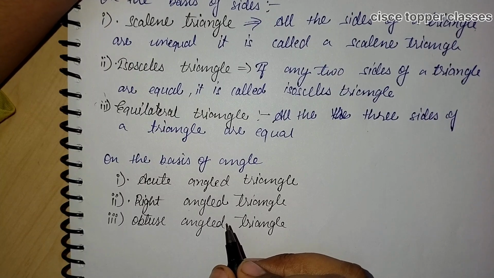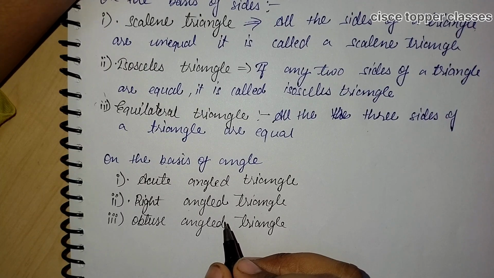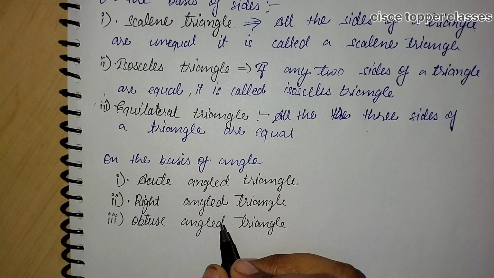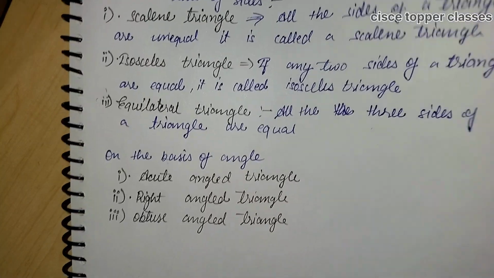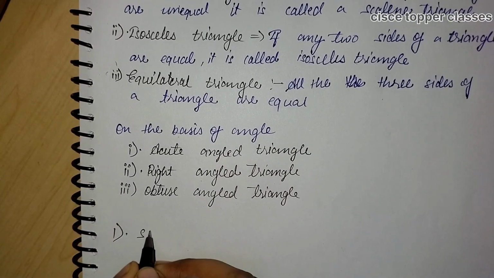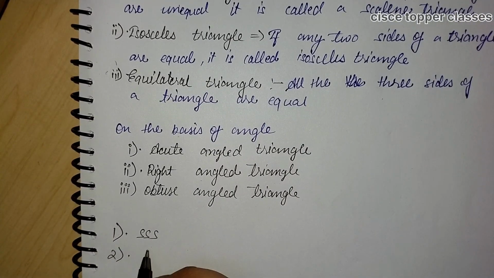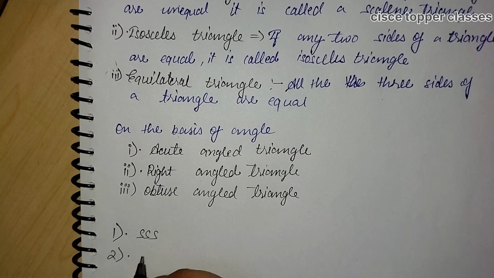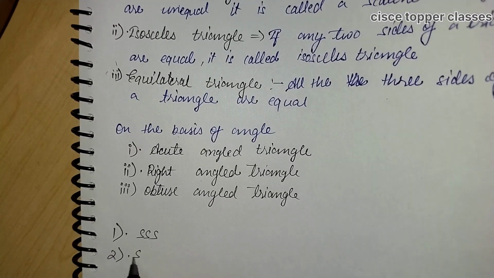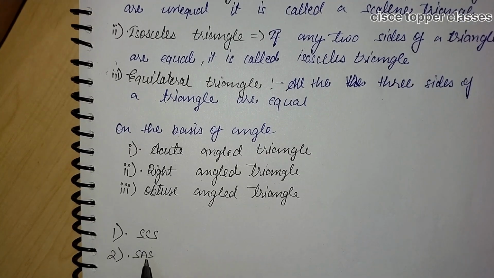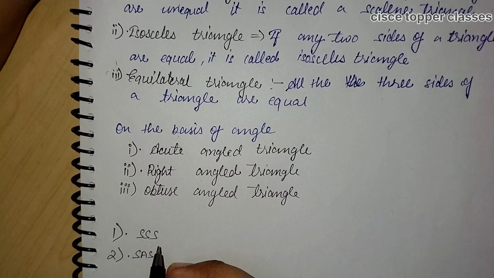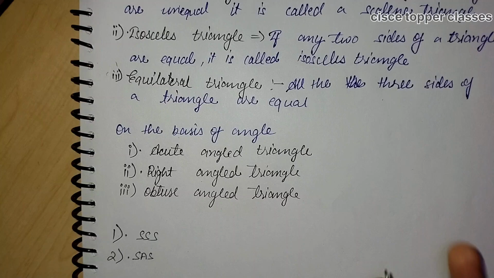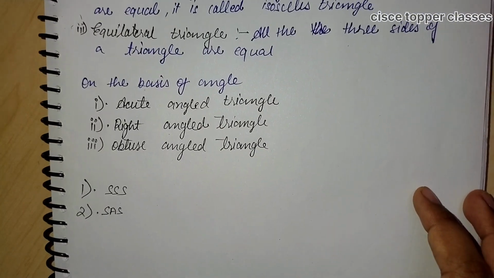Now the main things which I'm going to use here are the theorems. The first is the SSS rule, meaning side congruency of triangles. The second rule to prove triangles congruent is SAS, side angle side. These two theorems I am going to use in this exercise to prove the triangles congruent. So let us start solving this exercise.